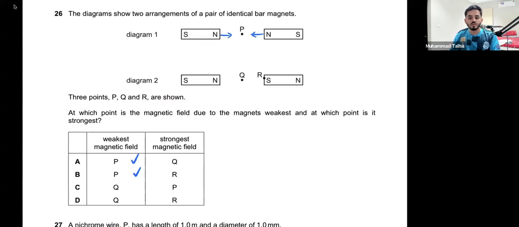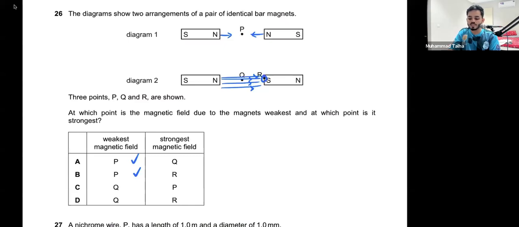And the strongest field, where would it be? Would it be at Q or would it be at R? So the idea here is that because you'll have field lines like this from north to south, and right between the poles, you would have a field which consists of parallel lines. So because you would have a field which consists of parallel lines, you might be tempted to say that it's strongest at Q. But the reason is that because it's so close to this magnet, the magnetic field strength would be strongest at R.